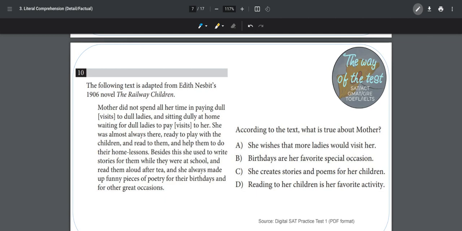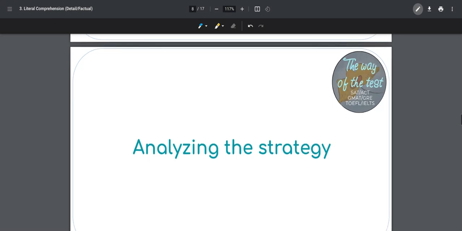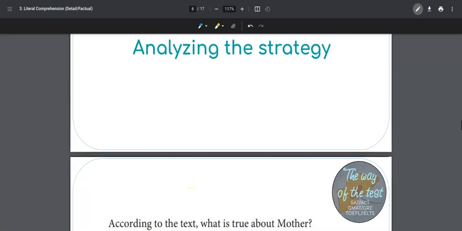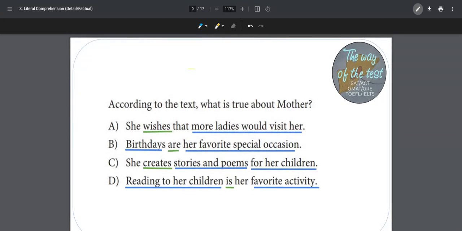I want you to pause the video right now, check this question over here, and give me the answer. Okay, now we're going to continue, and I'm going to give you the answer. I want you to write the answer down so you can see whether it's right or wrong. So we're going to do the strategy. So what we do is we just check alternative by alternative.